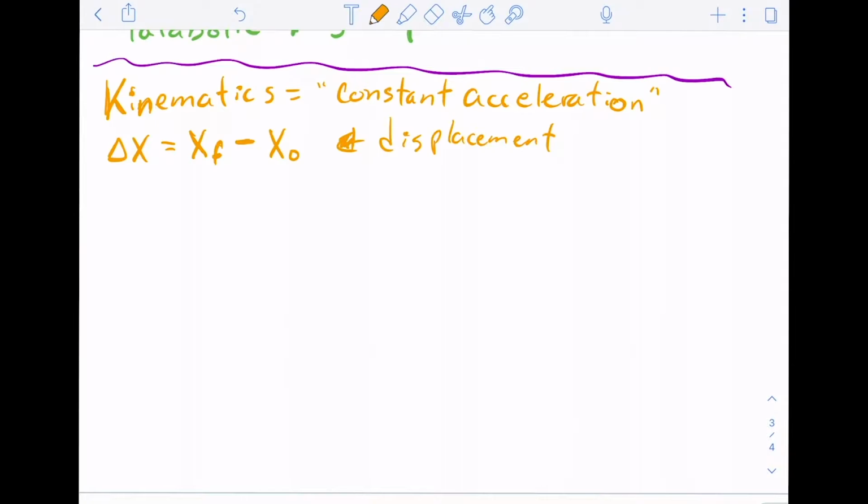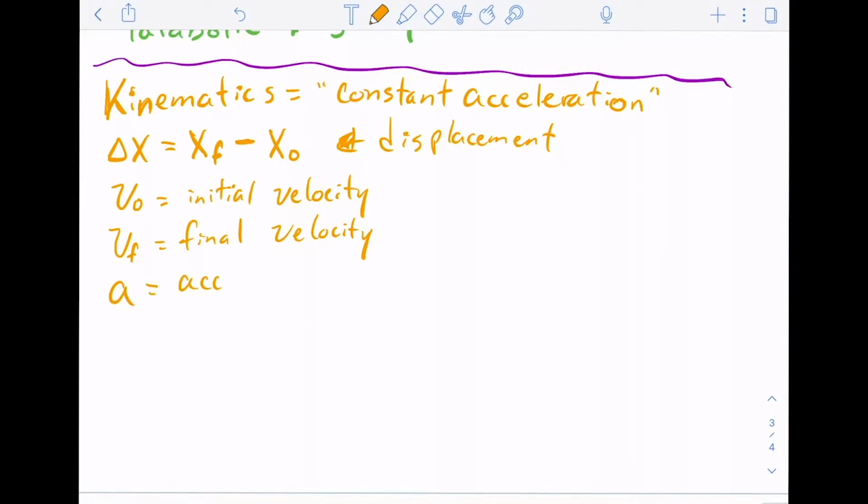Now, for velocity, because we have constant acceleration, and acceleration is change in velocity, we are going to need to consider initial velocity and final velocity. This is initial velocity and final. We need more i's in there. And then we have the constant acceleration that's happening.